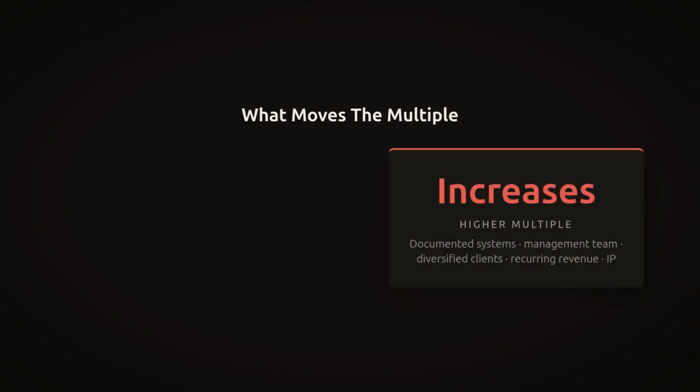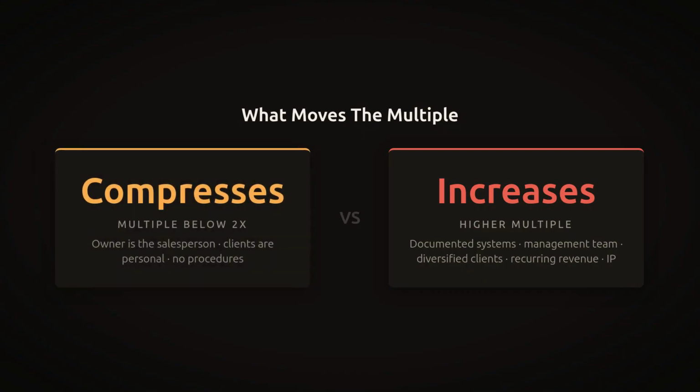Factors that increase the multiple: documented systems and processes that operate without the owner, a management team that can run daily operations, diversified customer base with no client exceeding 20% of revenue, recurring revenue or multi-year contracts, and proprietary technology or IP. Factors that compress the multiple below 2x: the owner is the primary salesperson, top clients are personal relationships, no written procedures exist, and all specialized knowledge lives in the founder's head. Every one of these quality factors can be improved before a sale.